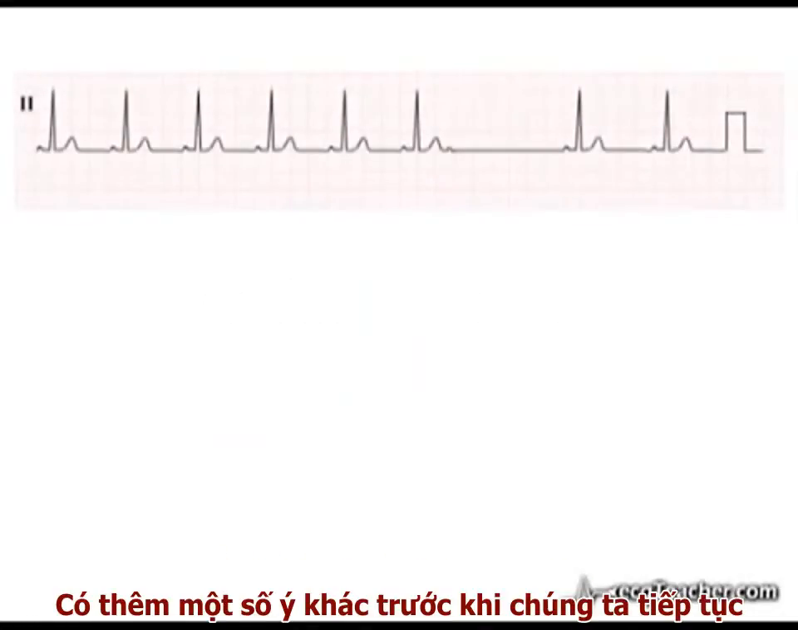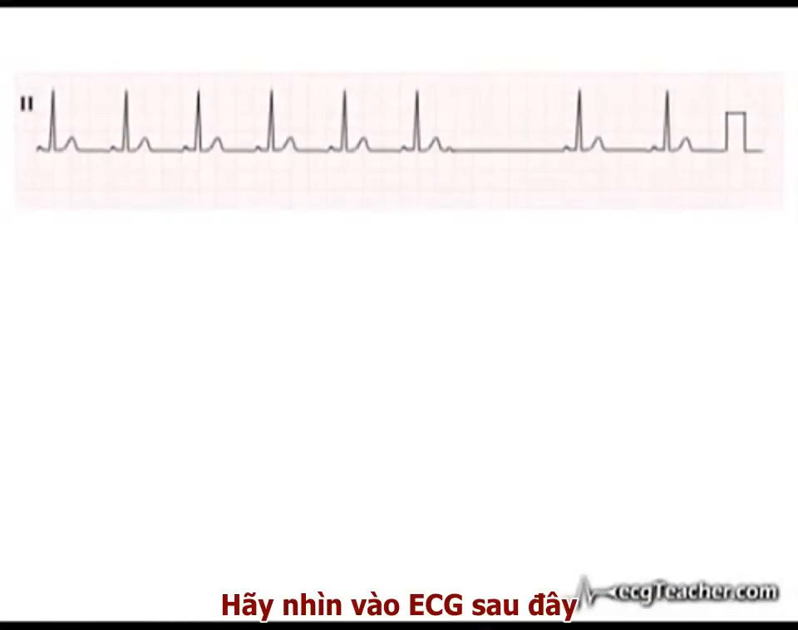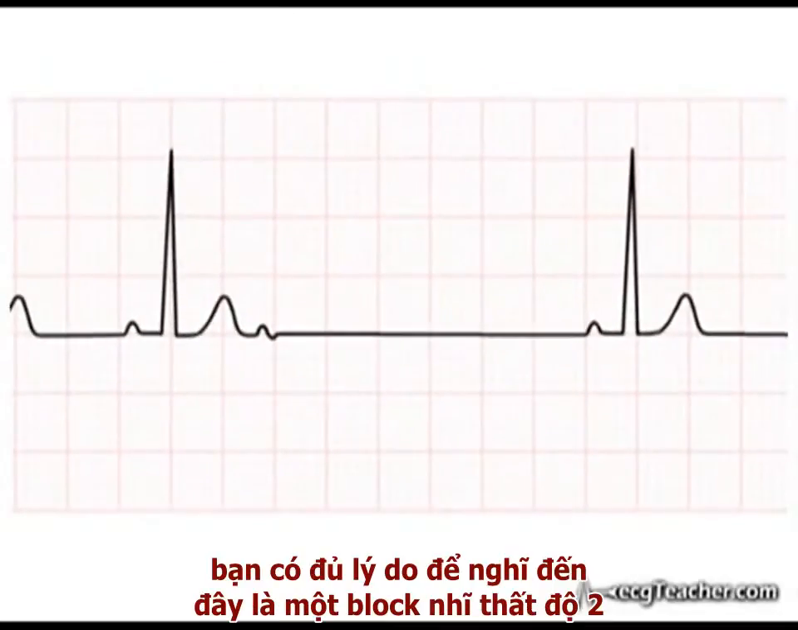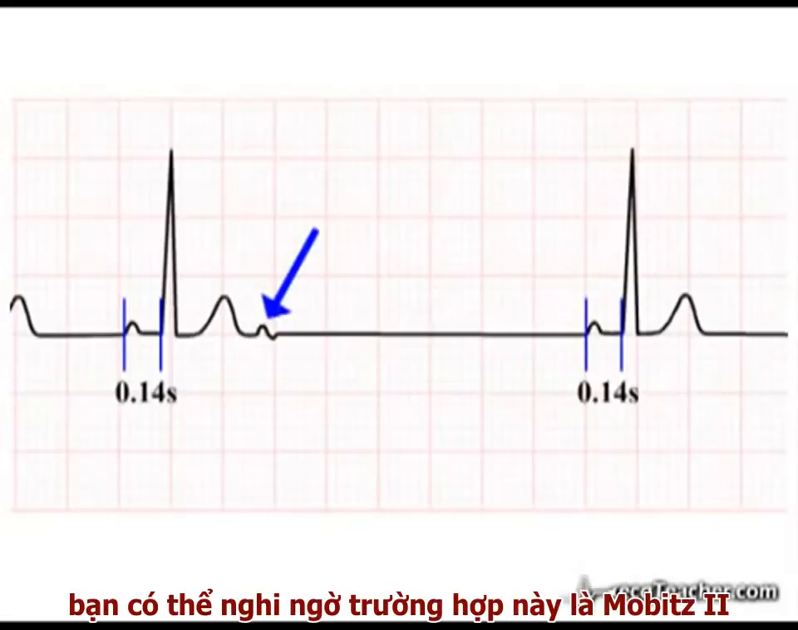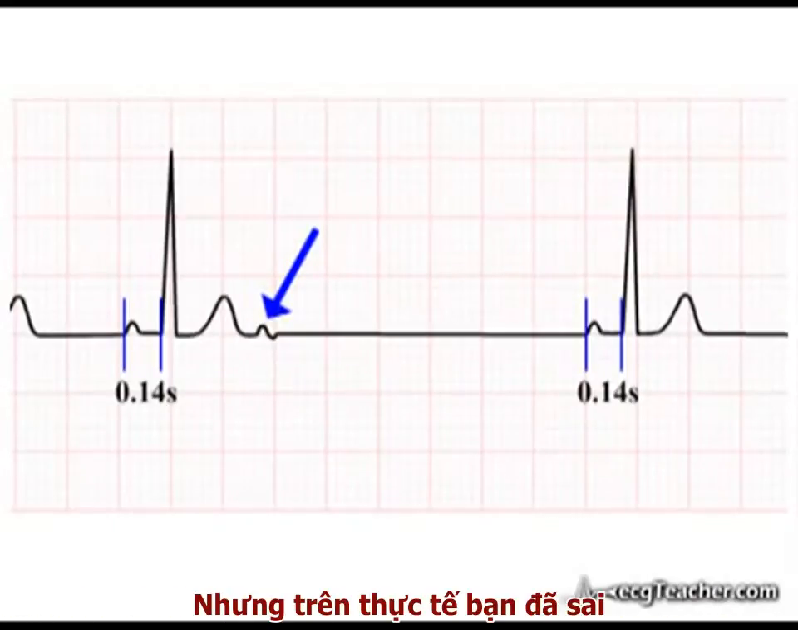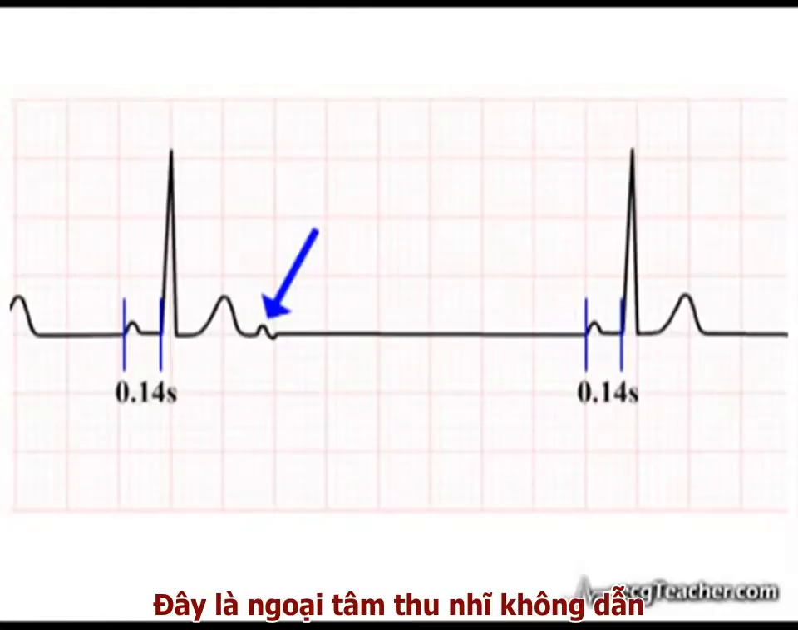Just one further point before we move on. Looking at this rhythm strip, you would be forgiven for thinking that we are dealing with a case of second degree AV block. And with a constant PR interval before and after the non-conducted P wave, you may suspect that this is Mobitz type 2. In fact, you will be wrong. This is a non-conducted premature atrial contraction.